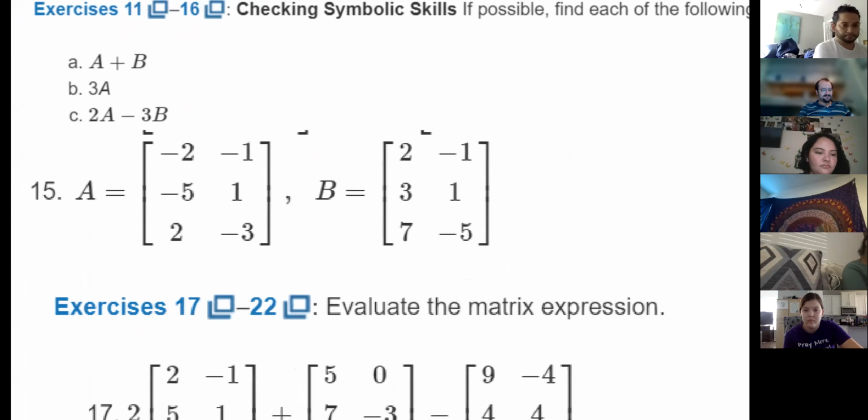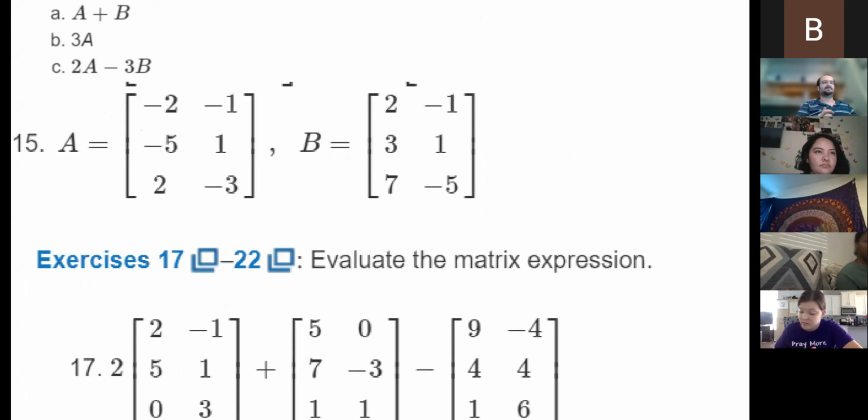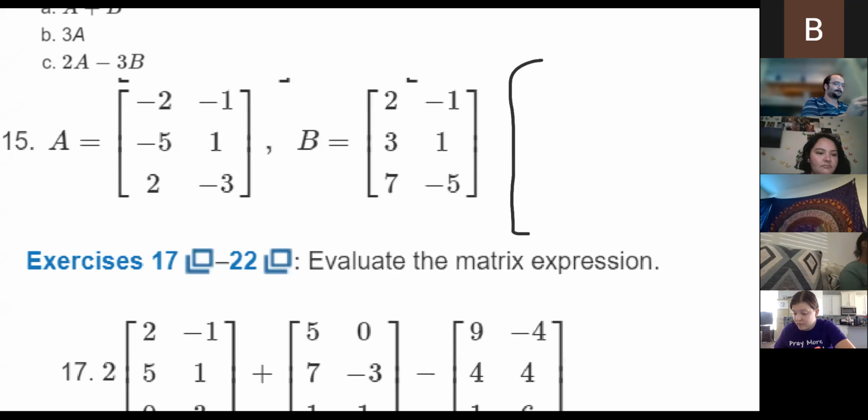15. A plus B. Where am I now? Oh, she rearranged them now. Brian, did you get this one? I didn't know we were doing all of them. I only heard that we were doing all of them for, what was it, seven. The only one I got is C. You think you can do part A, real quick? Let me take a gander. Yeah, A plus B is what we're doing. I bet you could do it. I don't think it'd actually be that hard.